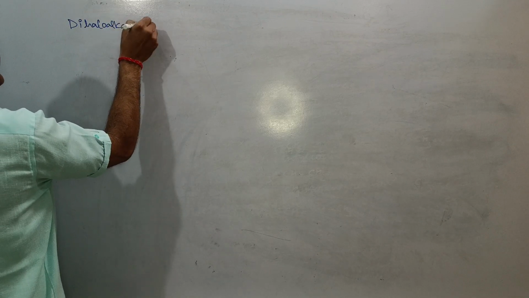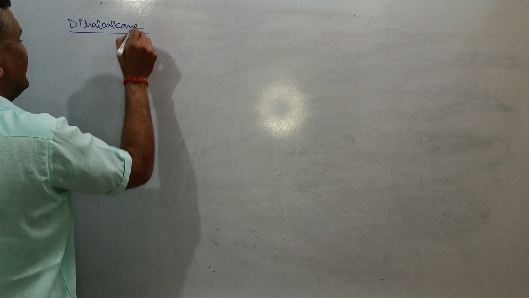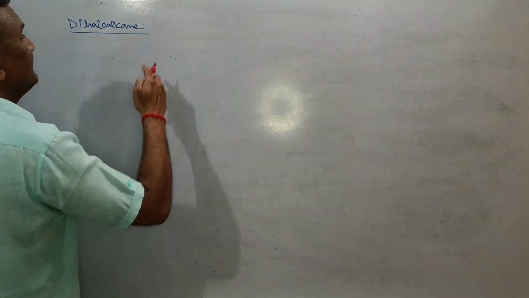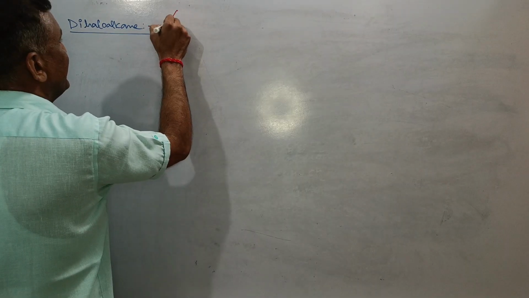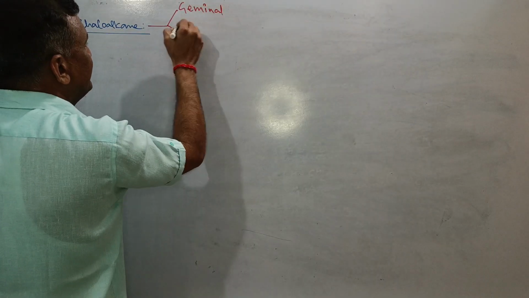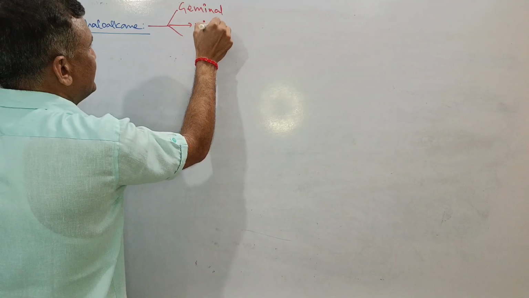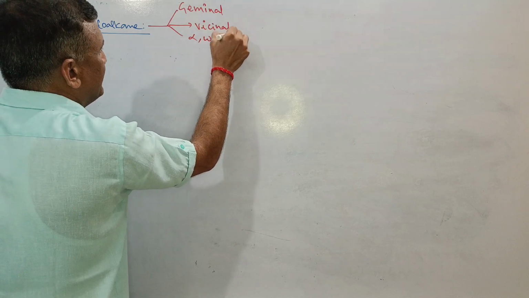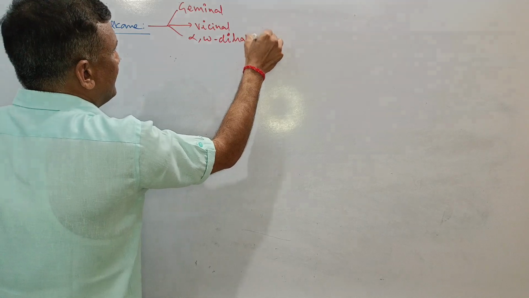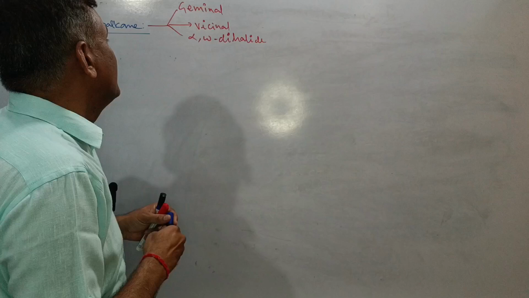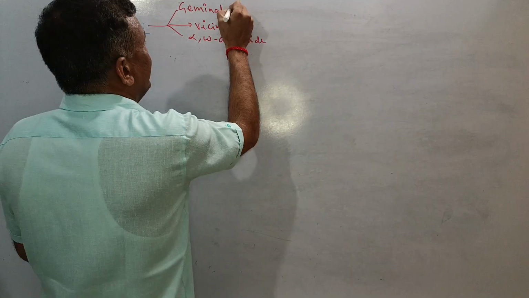Regarding dihaloalkanes, we have discussed there are three types. One is your gem dihalide, the geminal dihalide. Second is your vicinal dihalide. Third is your alpha omega dihalide. Regarding gem dihalide, you can use geminal dihalide, the best word.